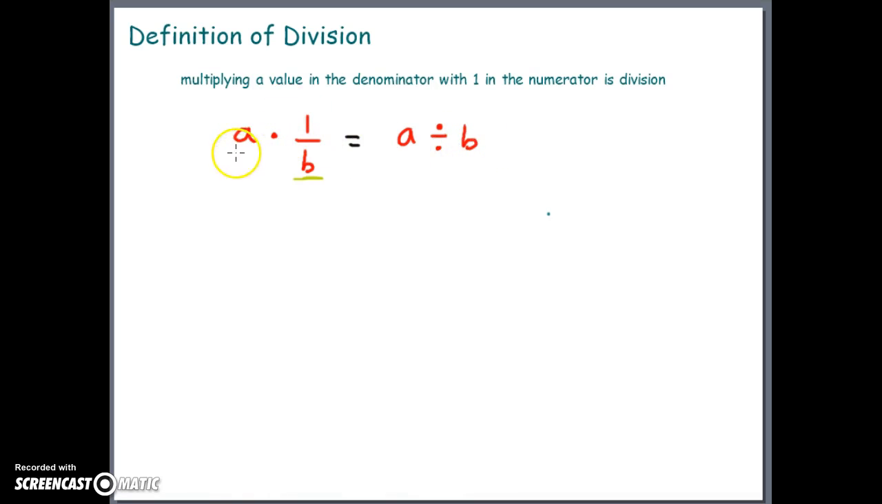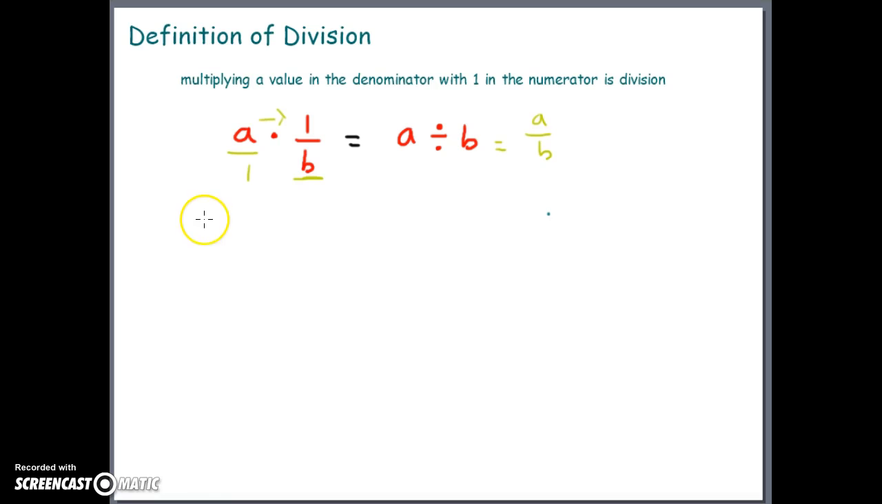And that makes sense to us because when we multiply fractions anyways, we multiply straight across. You can see a times 1 is just a, because of the multiplicative identity, anything times 1 is whatever you're multiplying to 1, which is a. And 1 times b is just b, so it's really just a divided by b, or another way of writing that would be a over b, like this, right? So multiplying by a denominator with a value and a numerator of 1 is the same thing as just dividing.